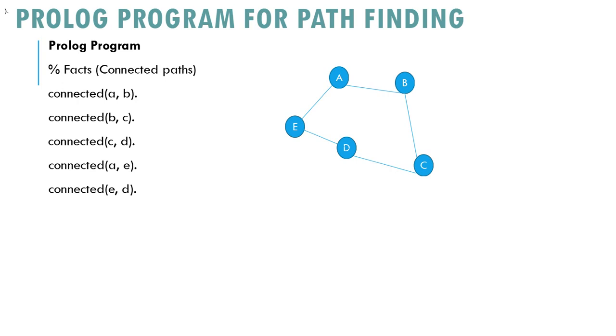Next, we define the rule for finding a path. We can define the rule for a direct path as well as an indirect path. First, the rule checks for a direct path between 2 points. If the condition is satisfied by connected(X, Y), that means there is a connection between X and Y, then only we can say there is a path between X and Y.